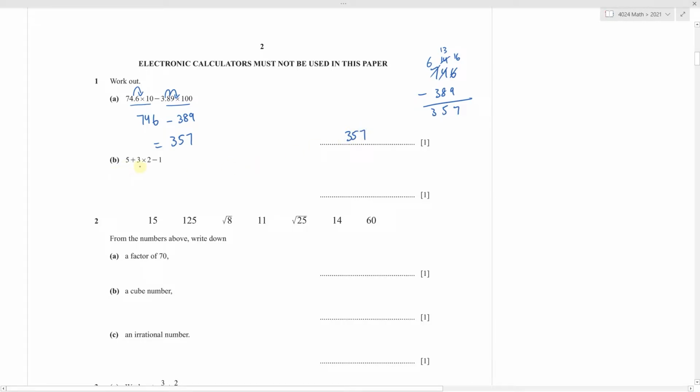Part B is 5 plus 3 multiplied by 2 minus 1. So again, we'll first do this multiplication. So this will become 5 plus 6 minus 1. Then 6 plus 5, 11, minus 1, which is equal to 10.